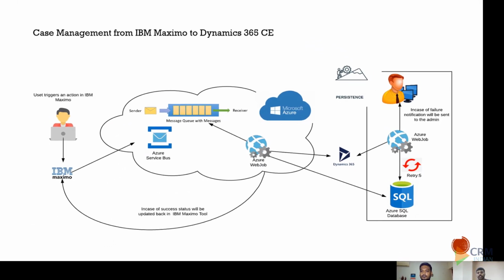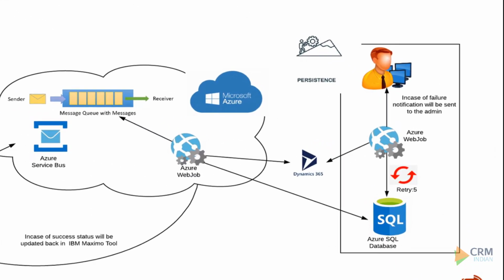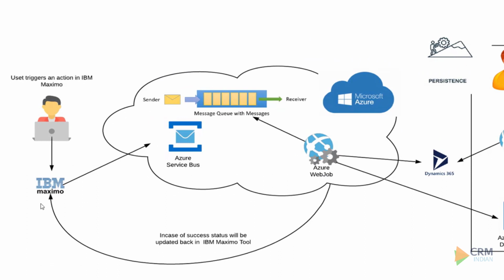And in case of failure, we have built the same persistence logic for this inbound operation also. If it fails, we persist the record into the Azure SQL database, and it will retry to create the record in Dynamics 365 five times. If it exceeds five times, we send a notification to the admin. And if it succeeds, we send the updated value to the IBM Maximo tool, saying that this record is successfully created in Dynamics 365 CE.